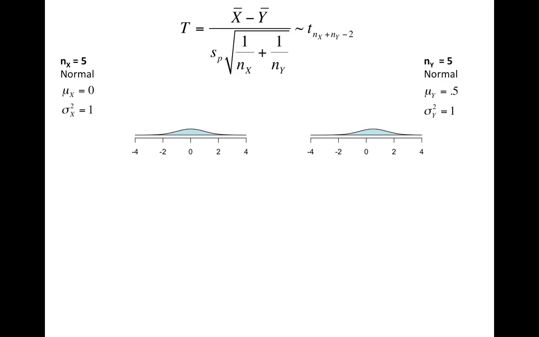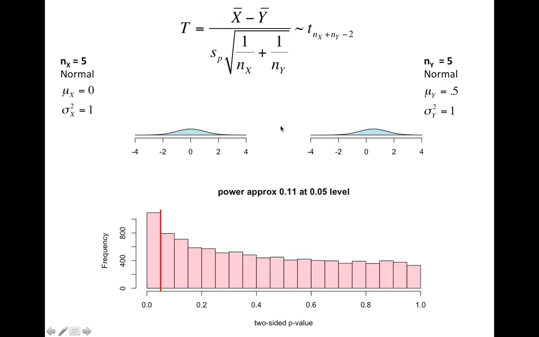What if the sample sizes are very small? I draw only 5 values from here and 5 values from here. Now I have a power of 0.11. With a smaller sample size, it's much harder to pick up that difference in means.